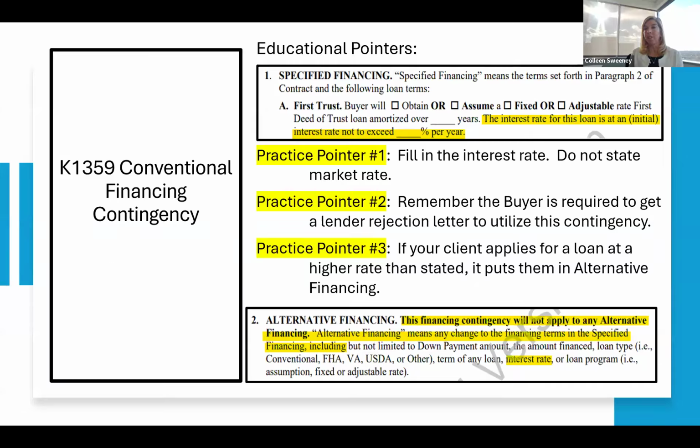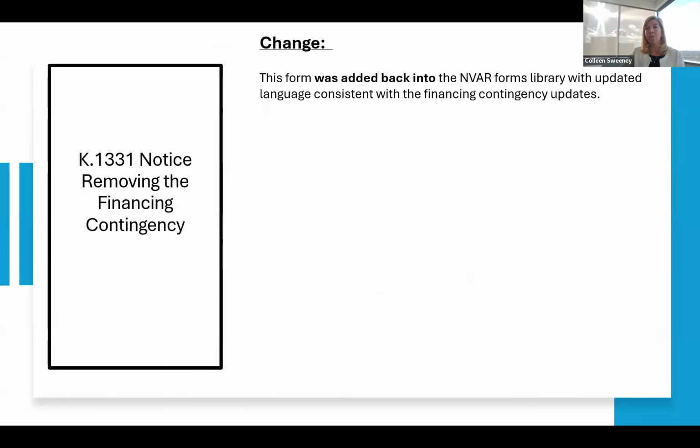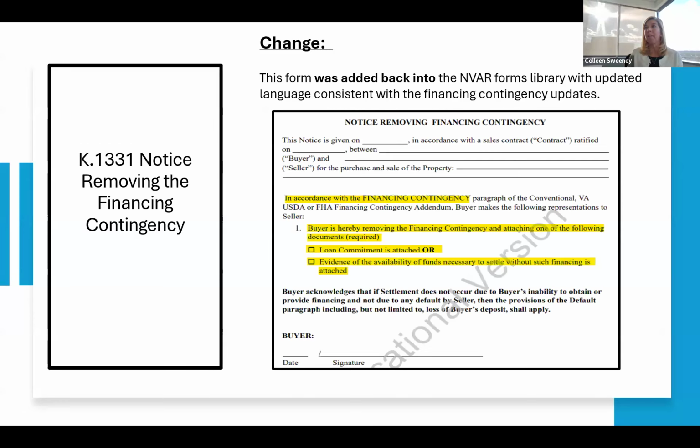This is not a change. It's just something that we were trying to provide some further clarity on so that people understand how this works. So important things. I think hopefully this will be a little bit of education that goes a long way this year. Okay, so the notice removing the financing contingency. This form was added back into the NVAR library with updated language, which is consistent with the financing updates that we've been talking about. That's what this now is going to look like.